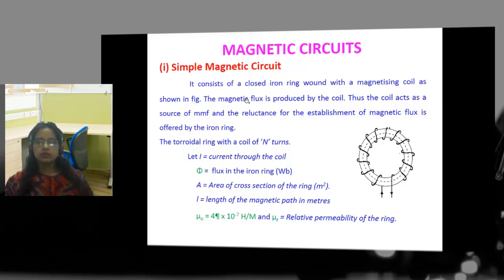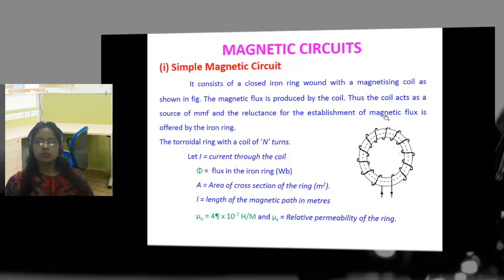This is the case of a simple magnetic circuit where only a single iron rod or iron ring is there, upon which a coil is wound. The magnetic flux is produced by the coil, right? When current flows in the coil, magnetic flux will be produced. Thus, the coil acts as a source of MMF, because of the flow of current the magnetic flux will be created.